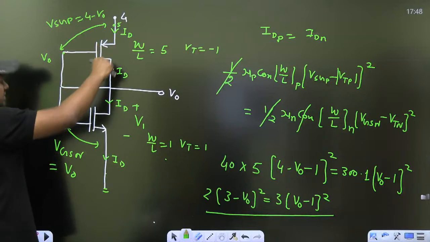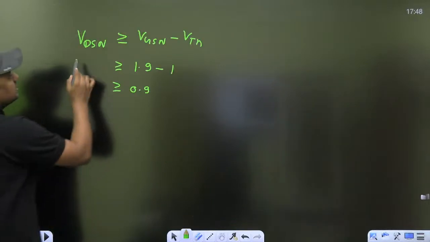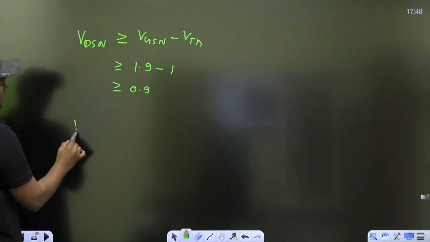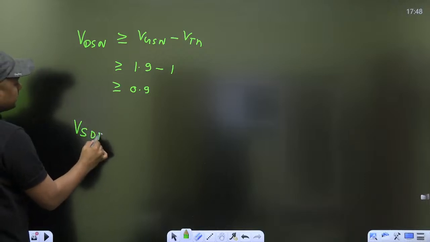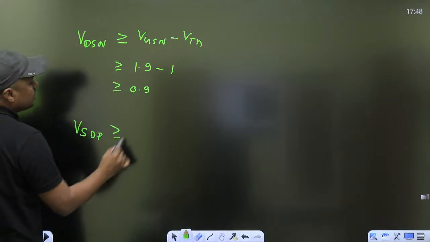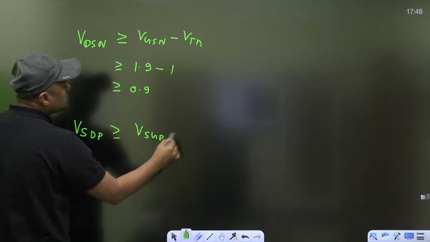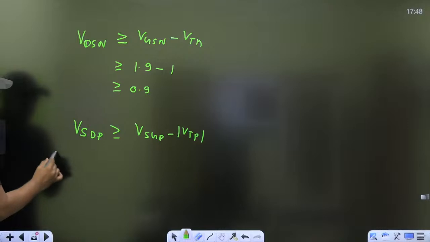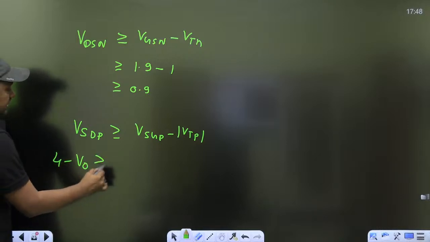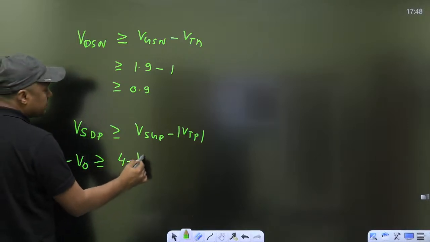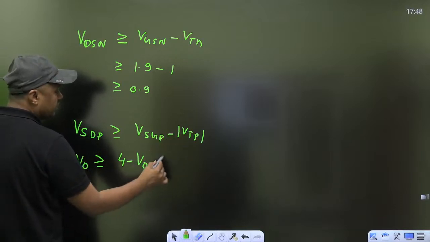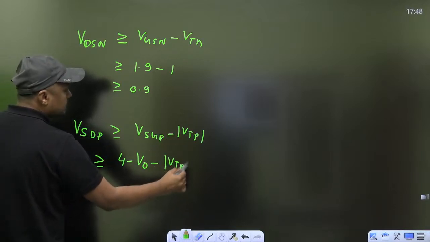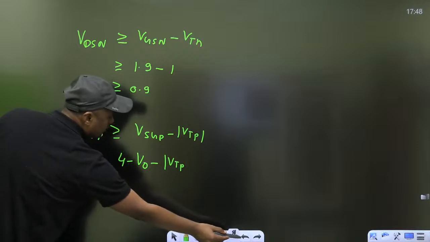What is the VSGP? Second condition. This is for NMOS. What is for PMOS? VSDP should be greater than or equal to VSGP minus mod of VTP. That condition should be satisfied. This is nothing but 4 minus V naught should be greater than or equal to 4 minus V naught minus mod of VTP. That is 1. Mod of VTP is nothing but 1.